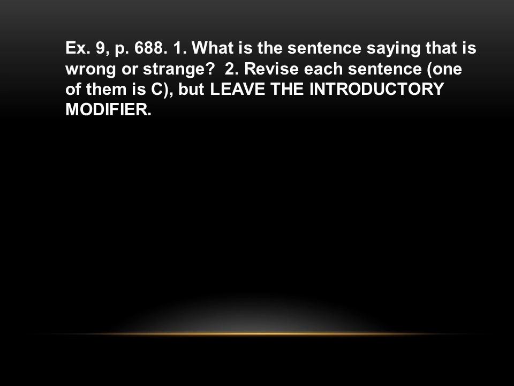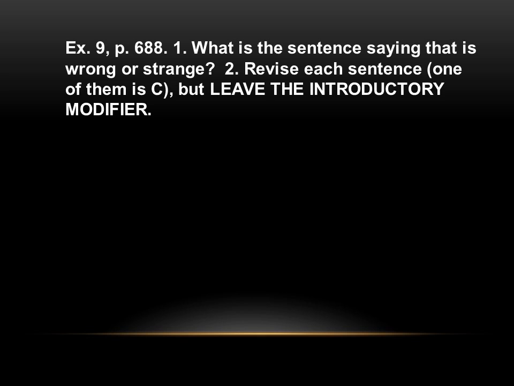Flip backwards one page, 688, exercise 9. I'm going to have you do two things. Number one, do what I just did orally, which is to identify what the sentence is saying that's wrong or strange. That's step one. Step two, revise the sentence. We want to leave the introductory modifier exactly as it is and revise it from that point on. Now one of these sentences is fine the way it is. I'm not going to tell you which one.